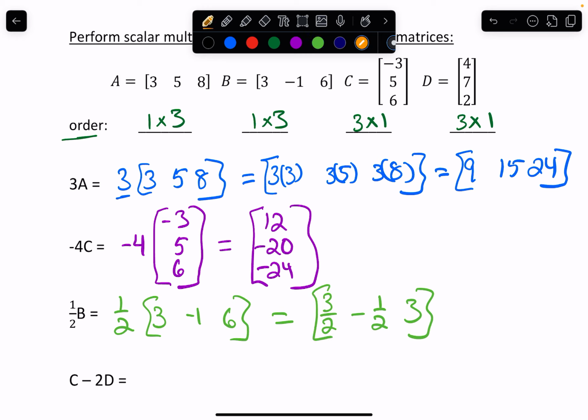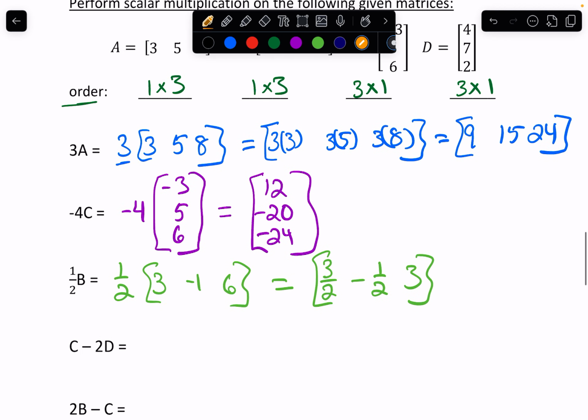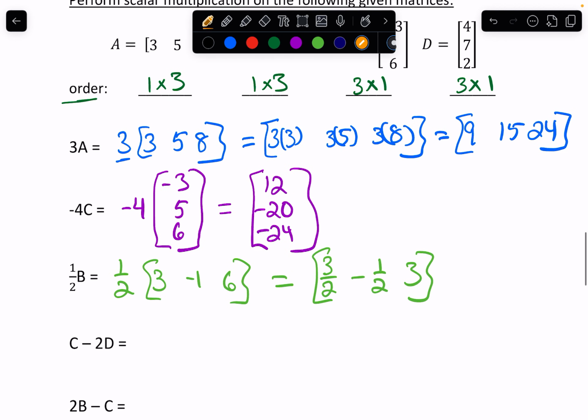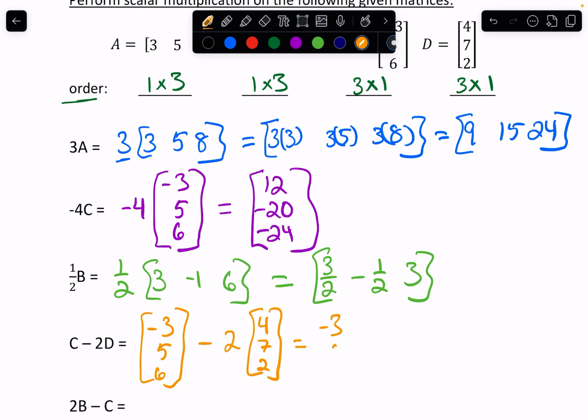Next, we're going to do matrix C minus 2 times matrix D. So our matrix C is going to be -3, 5, and 6. And we're going to subtract 2 times matrix D, so 4, 7, and 2. Order of operations, we have to do the multiplication first. So 2 times 4 is 8, 2 times 7 is 14, and 2 times 2 is 4.